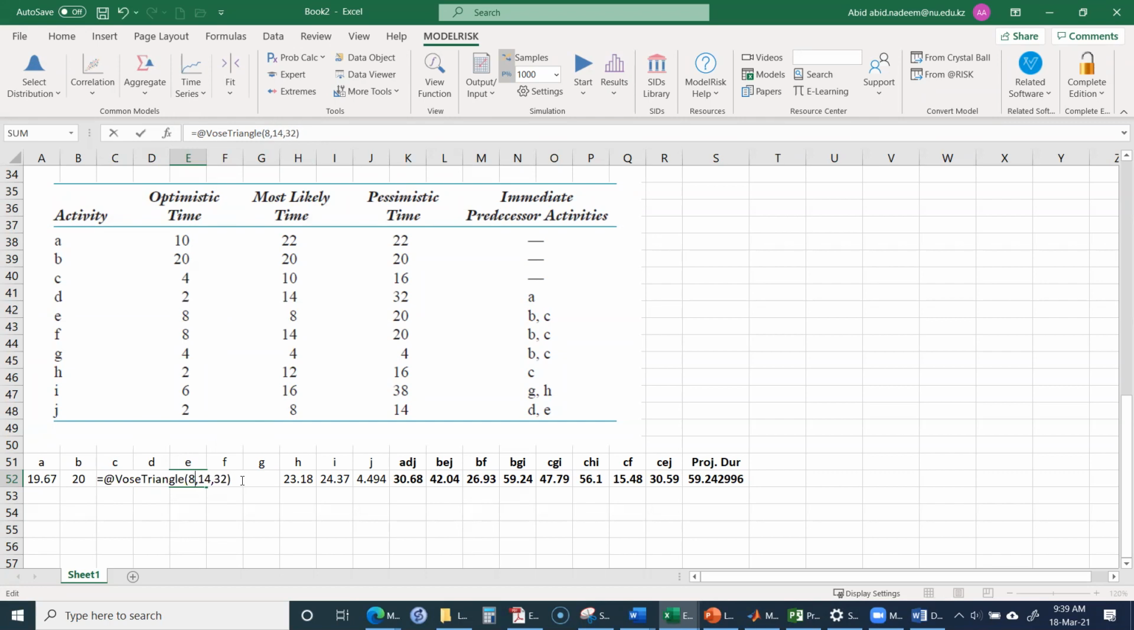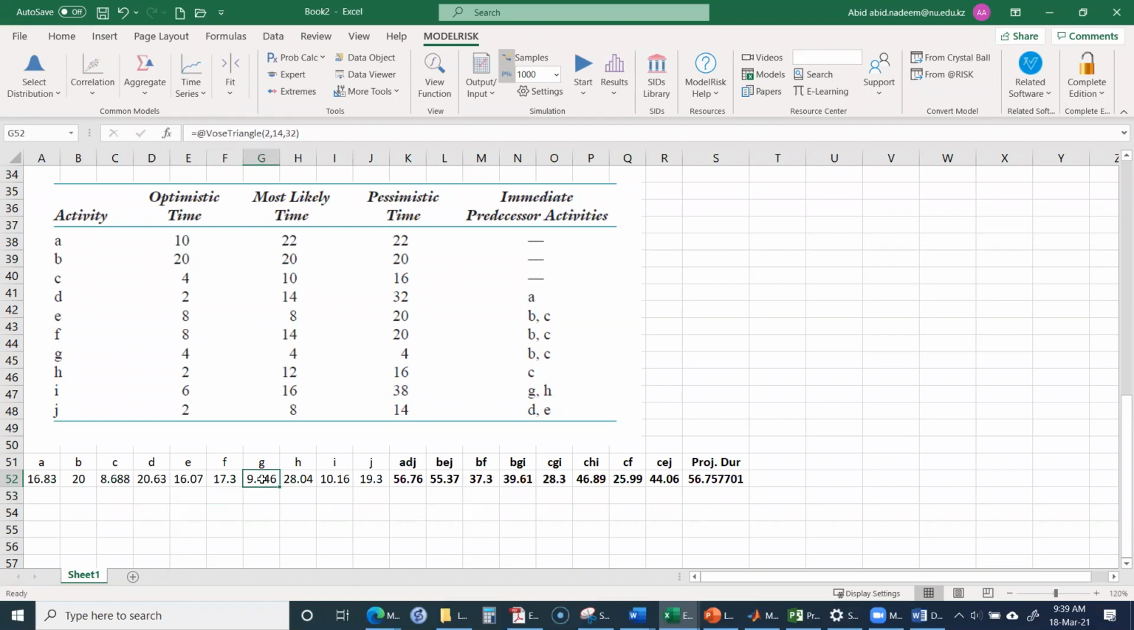8, 8, 20. So you can also change from here as well. So E is 8, 8, 20. And F should be 8, 14, 20. Okay, 8, 14, and 20. So you can change it from here.